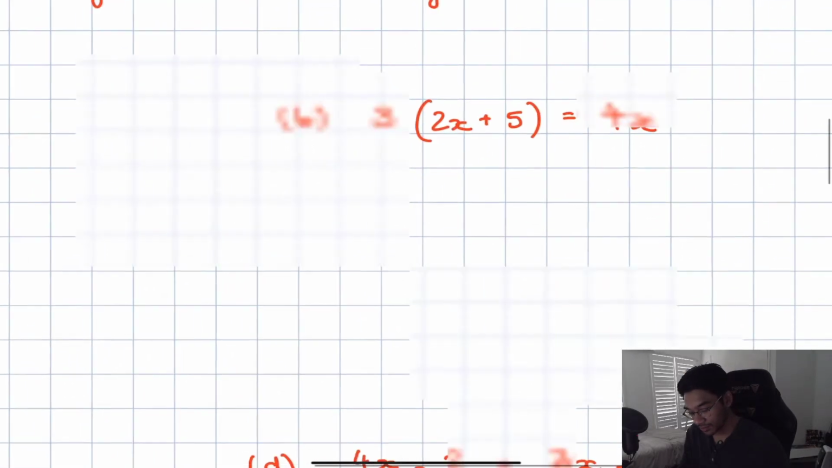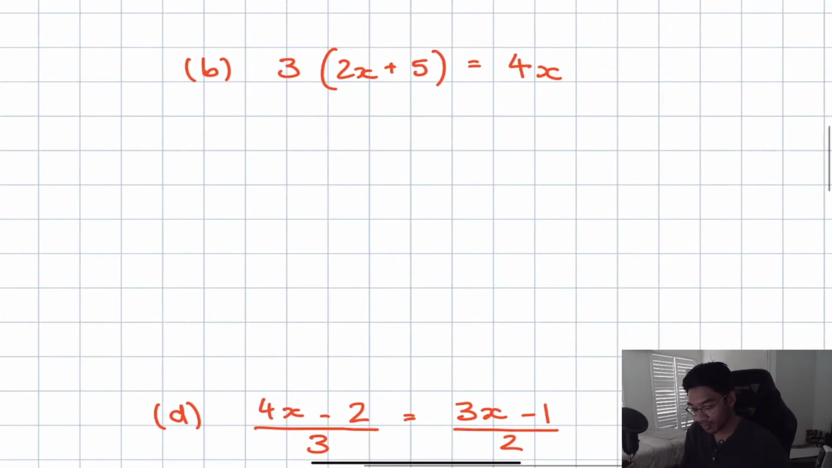So that's our first one. Now we have 3 bracket 2x plus 5, close brackets equal to 4x. So you can see that we have an x on this side, an x on this side, and then also the brackets. So we're going to do BODMAS, and the first thing we're going to do is expand our brackets.